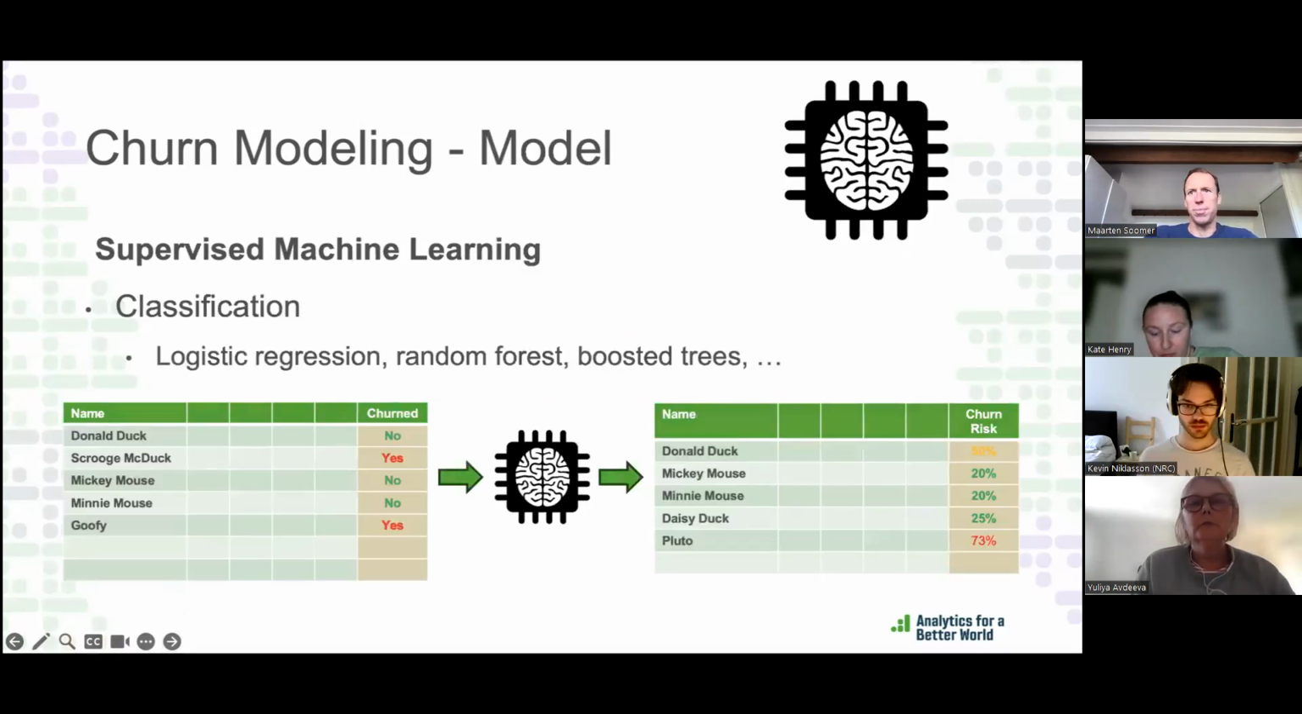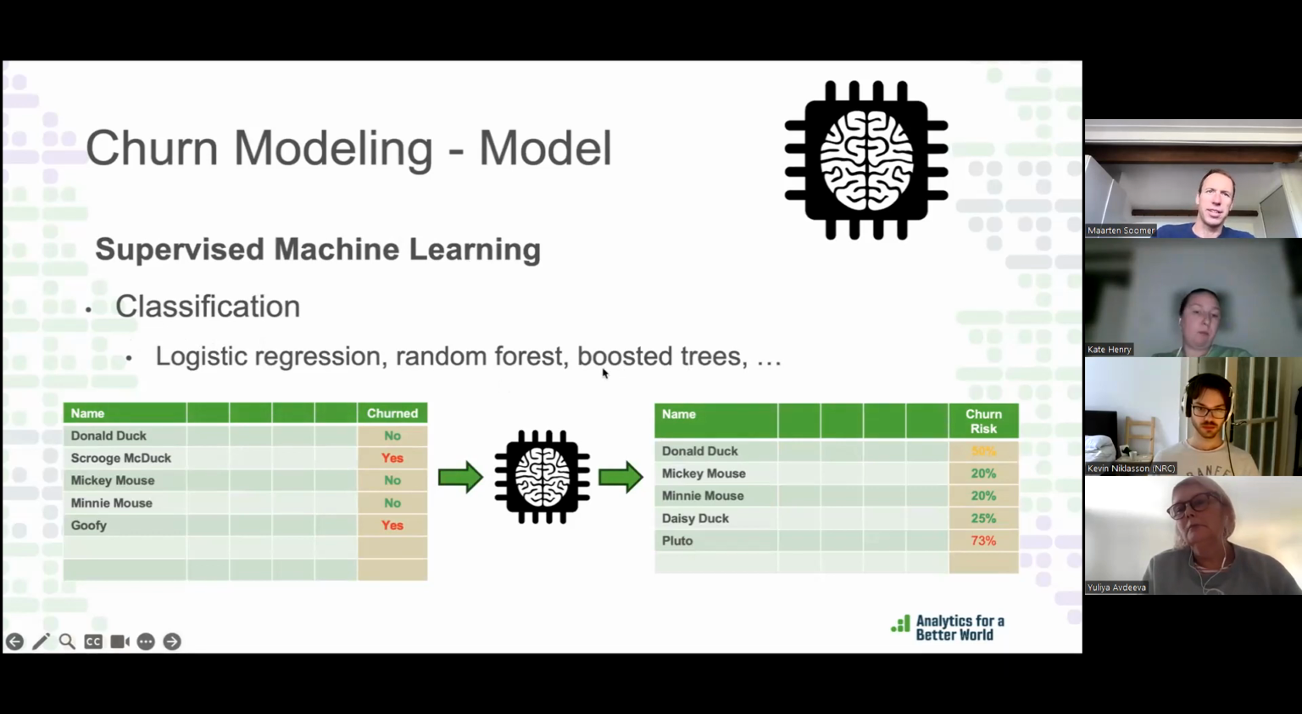It's again a supervised machine learning model. Now we have our data set ready with all this data about our customers and then the target. Did they churn, yes or no? It's a classification model. We have a binary target, yes or no. So we can use supervised machine learning models doing classification, like logistic regression, random forest, boosted trees. They will all be covered in your machine learning course.